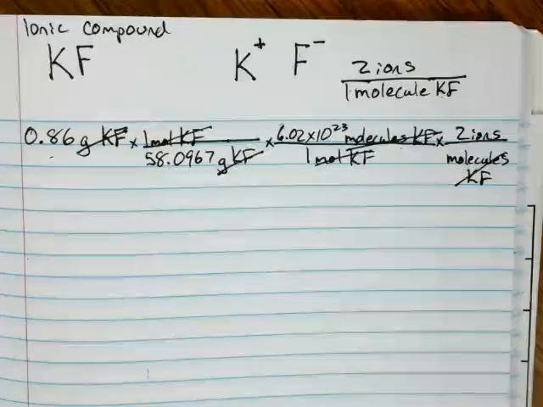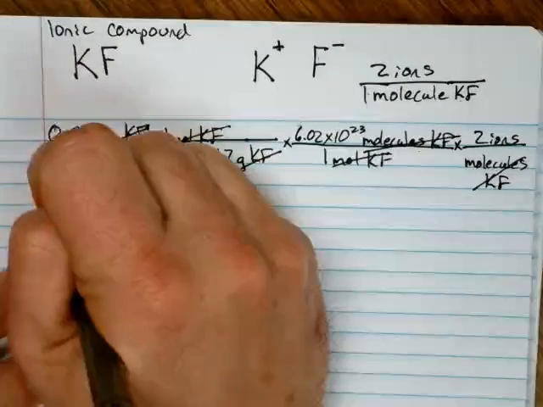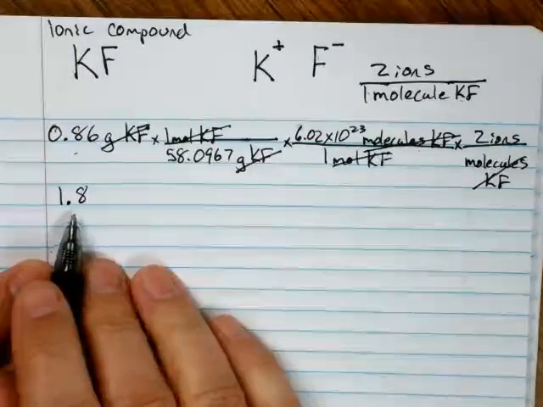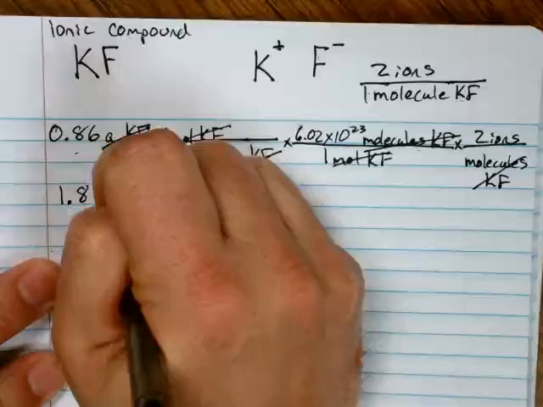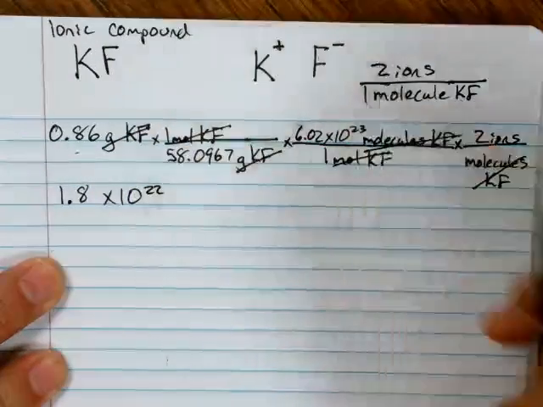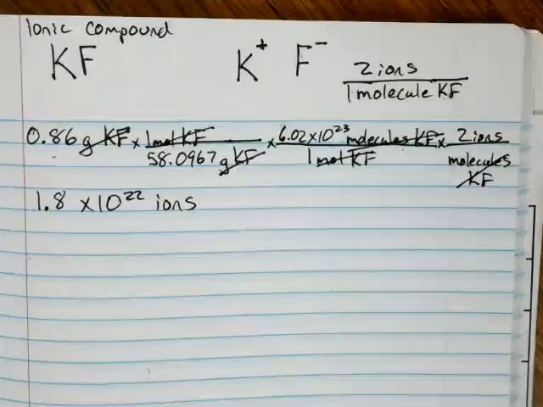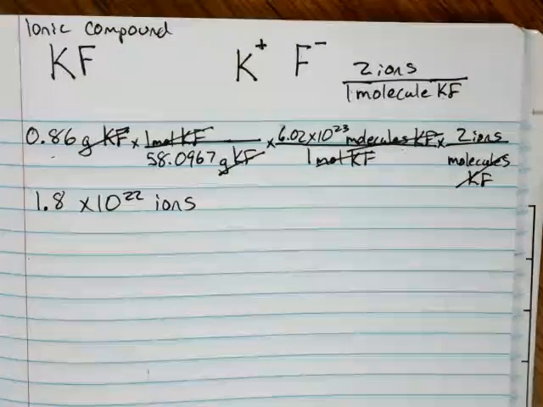Yeah. Exactly. Yep. And somebody's using their sig figs correctly. 1.8 times 10 to the 22nd, and it's just ions because we're not talking about a specific ion, just ions.